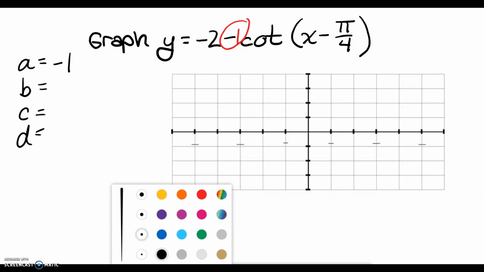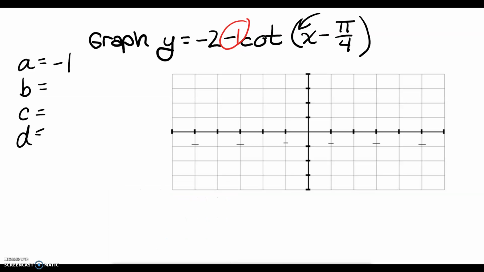B is the number that's in front of our x, and that is missing as well, and we know that the default value is 1. C is our vertical shift, so that negative 2 means that we're moving our graph down by 2. It's not going to be at the x-axis. And then D is always being subtracted from our x term, so D is pi over 4.